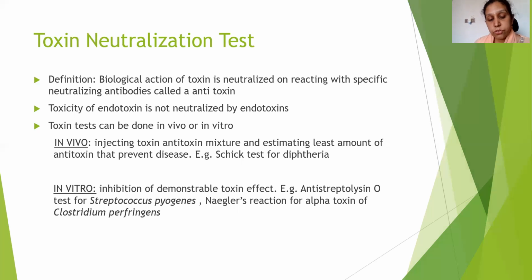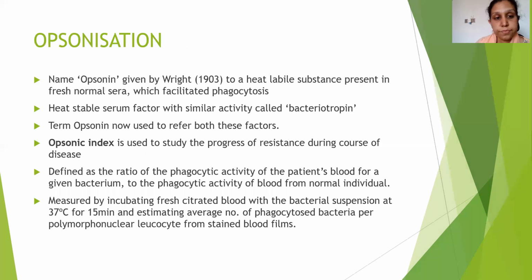In vitro, inhibition of the toxin effects, like the anti-streptolysin O test for Streptococcus pyogenes. This you can be asked, as ASLO is kept in your practical exams also. And the Nagler reaction for alpha toxin of Clostridium perfringens. These are some examples of toxin neutralization tests.